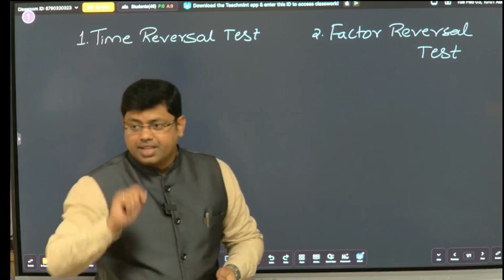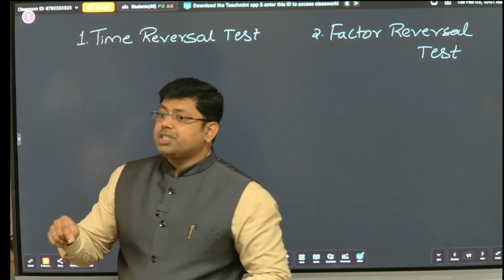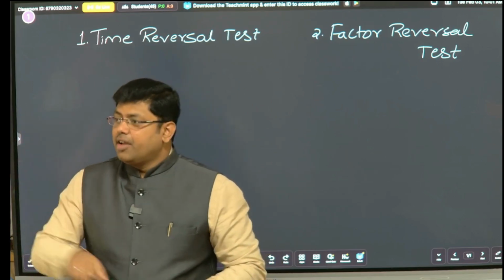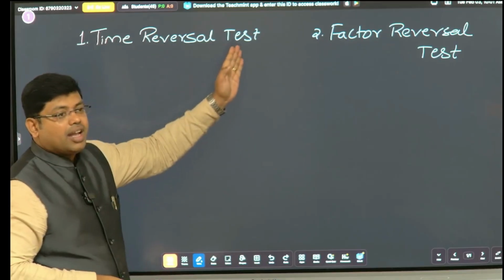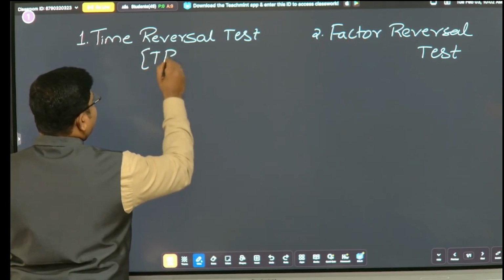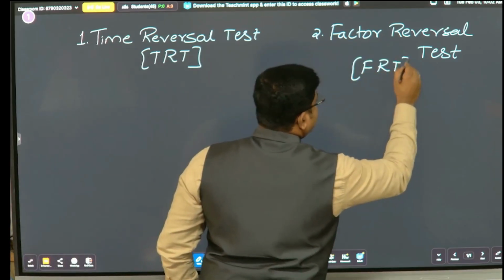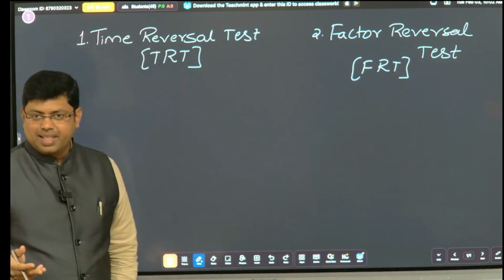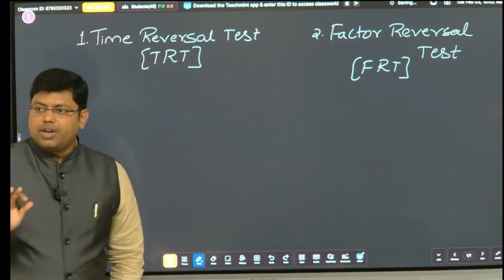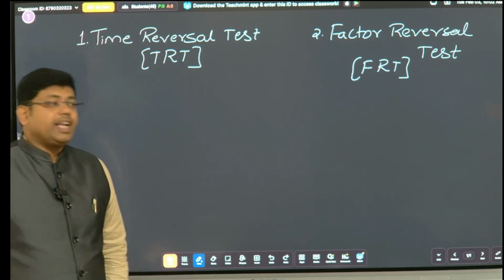The question which you have written now clearly says that you need to show Fisher's is an ideal index number. It is ideal by proving TRT or FRT. In short form, this is called TRT, that is time reversal test, and this is FRT, factor reversal test. So there should be a formula, right? There is no need to worry about the derivation. Just use the formula and prove Fisher's is the ideal one. So how to prove that? We need to follow these formulas.